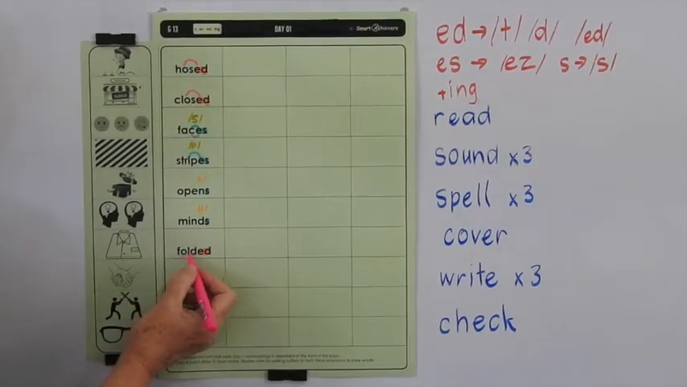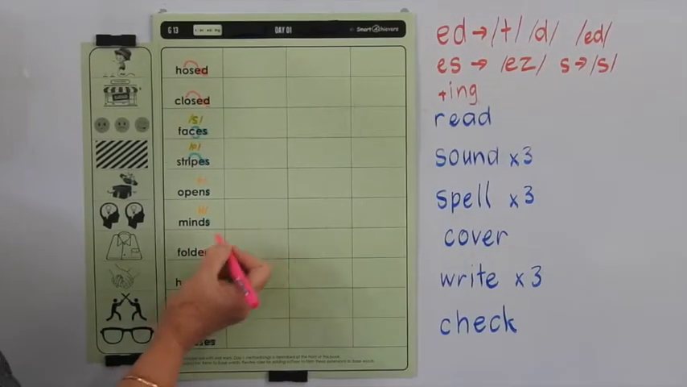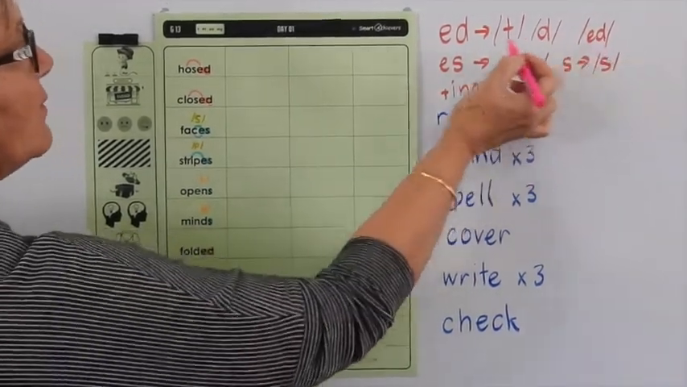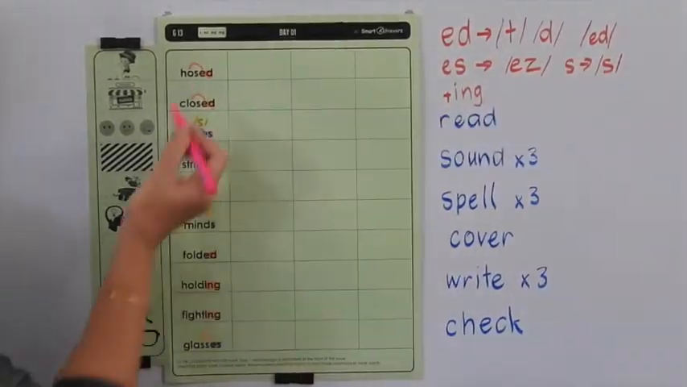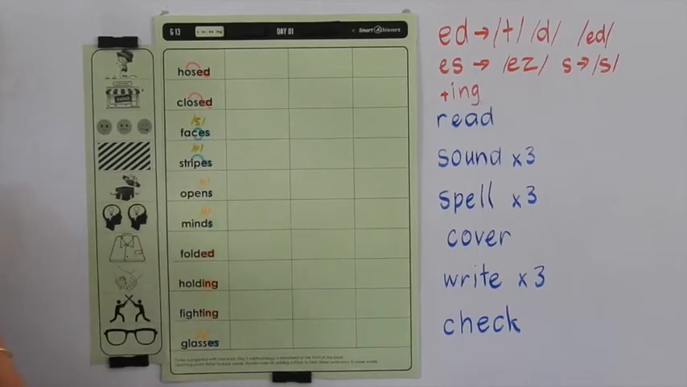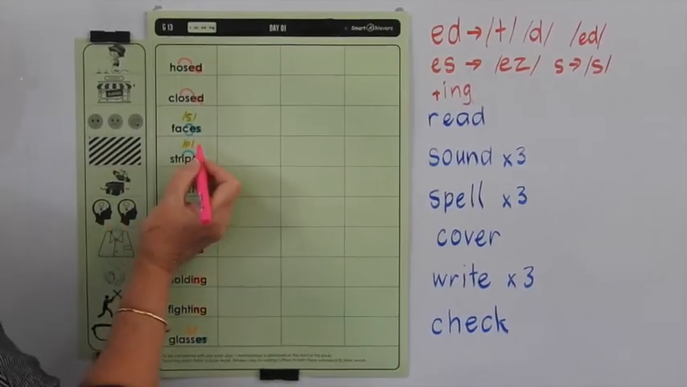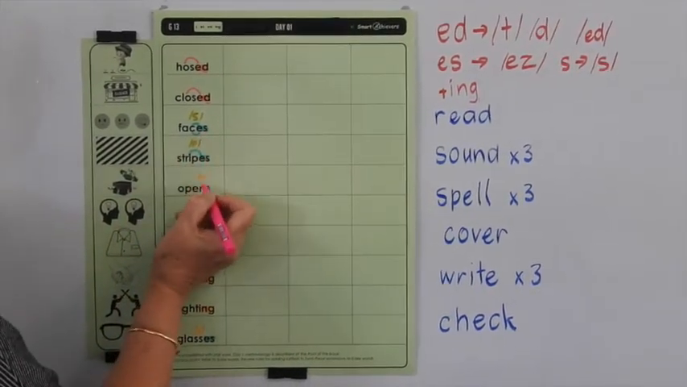Now down here we've got folded, so here it's making its ud sound, but we know whichever sound it makes, we usually write ed at the end. If the e's already there, we just add the d. Okay, so let's look at the next one, the words ending with es and s.